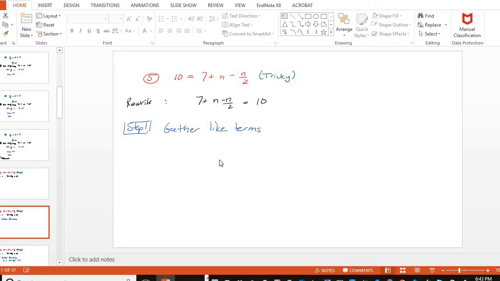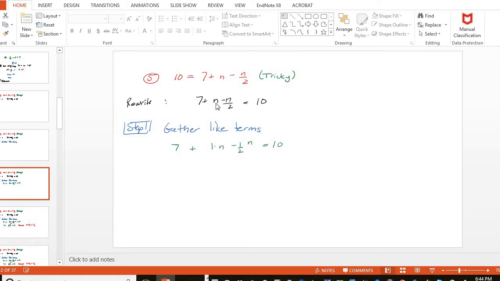The second thing is to gather like terms. So this was on the little module about gathering like terms. So you see an n here and an n here. We don't write the 1, but there really is a 1 in front of n. So it's really 1 times n. Are you used to seeing the dot as times? Mm-hmm. Okay, 1 times n.